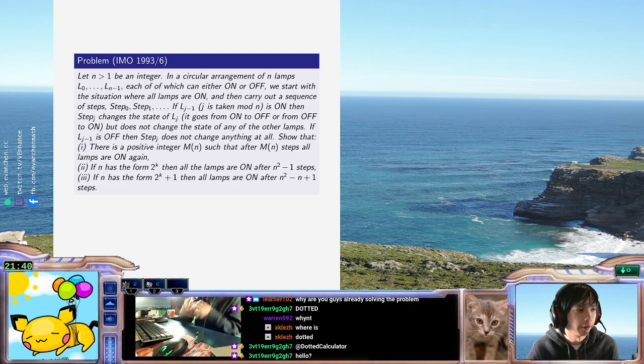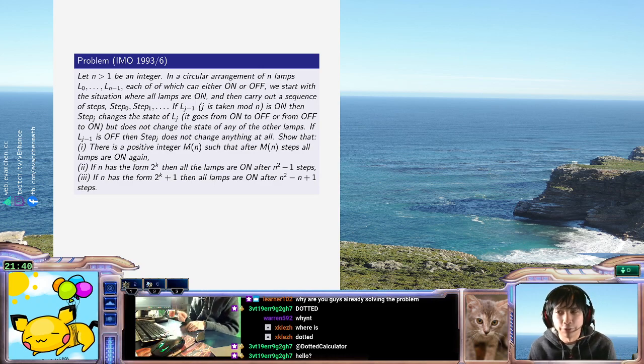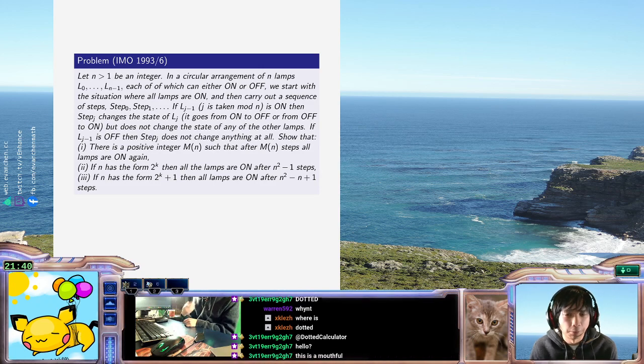So, let n greater than 1 be an integer in a circular arrangement of n lamps, L0 through L(n minus 1), each of which can either be on or off. We start with them all on, and then we carry out a bunch of steps. Step 0, step 1, and so on. If L sub j minus 1, where indices are all mod n, is on, then step j changes the state of Lj, but doesn't change any other lamp. And if it's off, then nothing happens. So totally deterministic. I don't think there's any parameters here. I think it's actually a deterministic process.